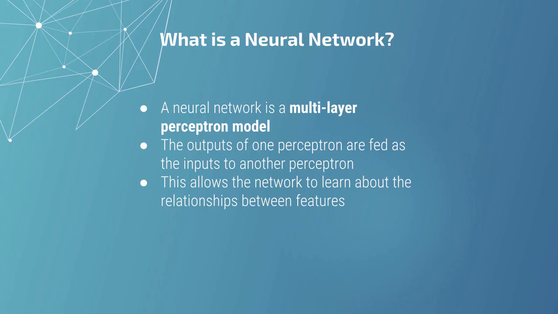A neural network is just a multi-layered perceptron model, if you remember the perceptron model from the previous video. It's basically just a bunch of perceptron models combined into one single network. The outputs of one perceptron are fed as the inputs into the next perceptron, and you'll see an image of this on the next slide. This allows the network to learn about the relationships between features.